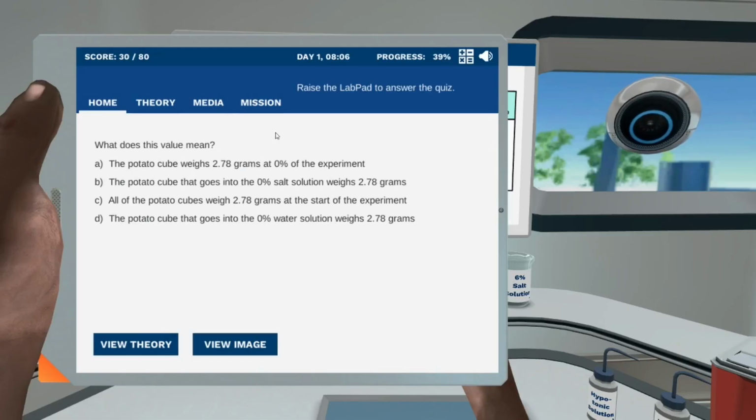What does this value mean? A. The potato cube weighs 2.78 grams at 0% of the experiment. B. The potato cube that goes into the 0% salt solution weighs 2.78 grams. C. All of the potato cubes weigh 2.78 grams at the start of the experiment. D. The potato cube that goes into the 0% water solution weighs 2.78 grams.